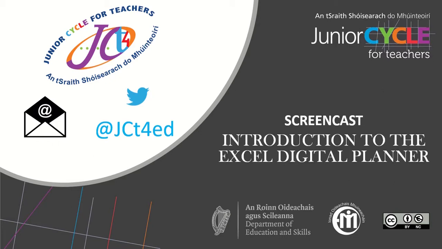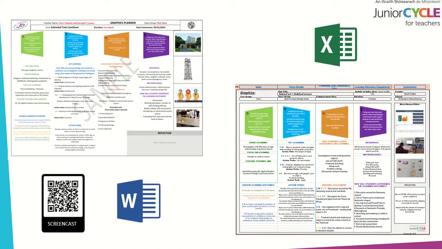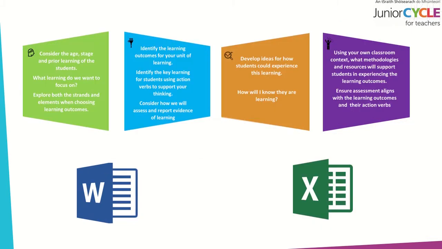This screencast will outline how to use the Excel Planner. A similar screencast for the Word Planning Tool can be found by scanning the QR code on screen. Both planners follow the same planning process and prompt questions. This is a suggested approach to the planning process and other approaches can be taken.